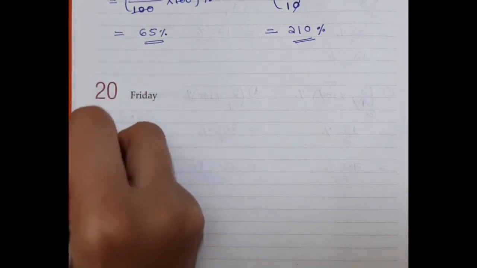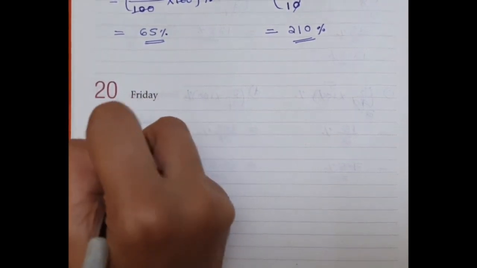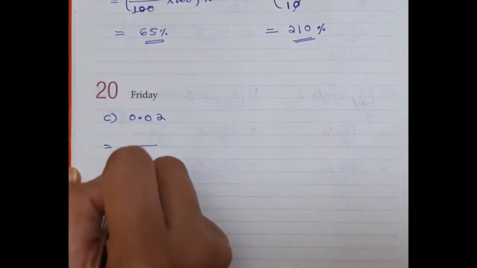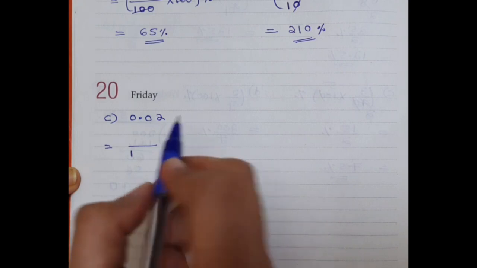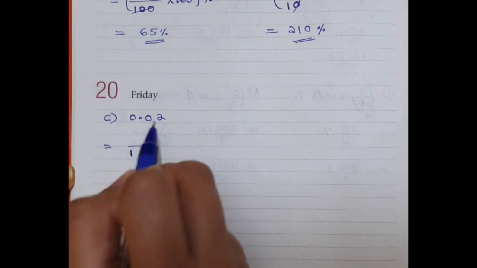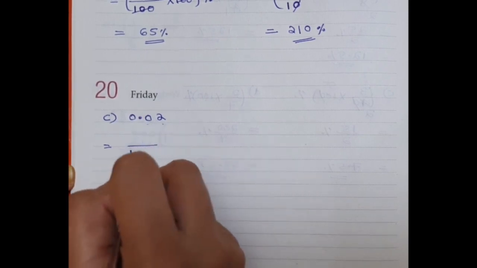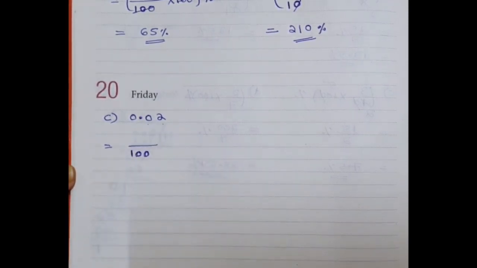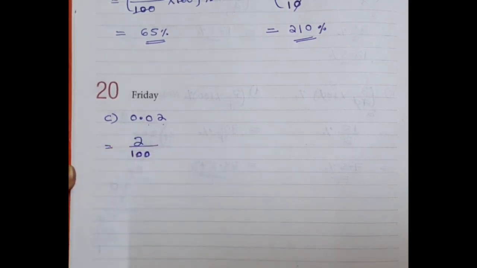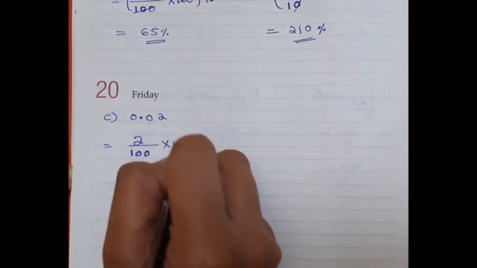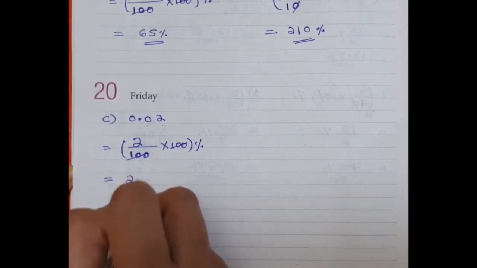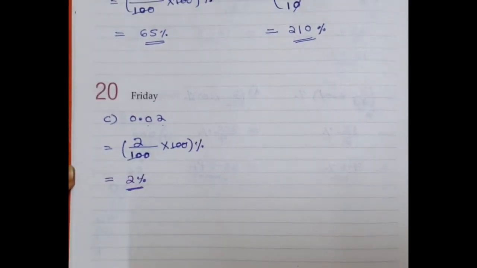Now let us solve for C. C is 0.02. How to write this in the form of a fraction? First, let me write 1 in the denominator and then let me count the number of digits present after a decimal point. This is a decimal point. 1 and 2. So there are two digits present. So let me write 2 zeros in the denominator. In the numerator, what should I write? I should write 2. Now convert this into percentage. This 100 got cancelled. So the final answer is 2 percentage.